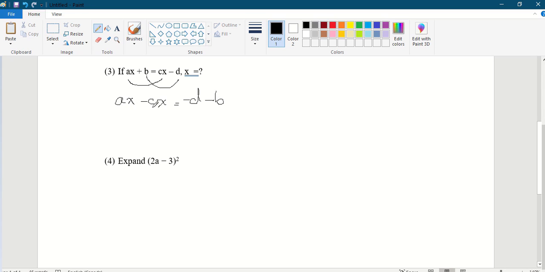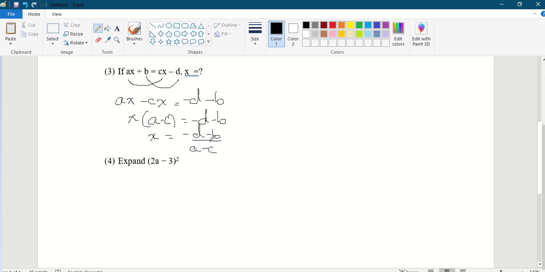Simplifying this further, x is a common factor, so we can bring x out. We get a minus c times x equals negative d minus b. Now if I want x alone, it is being multiplied by a minus c. Opposite of multiplying is dividing, so we get negative d minus b over a minus c.